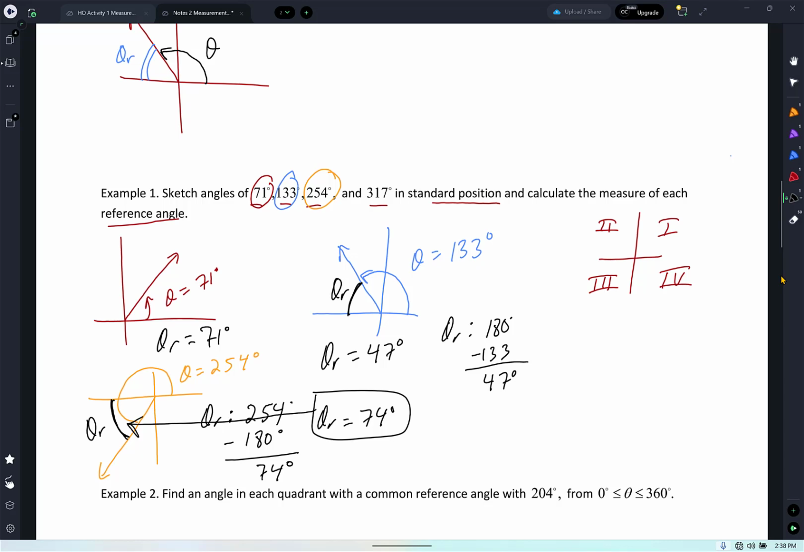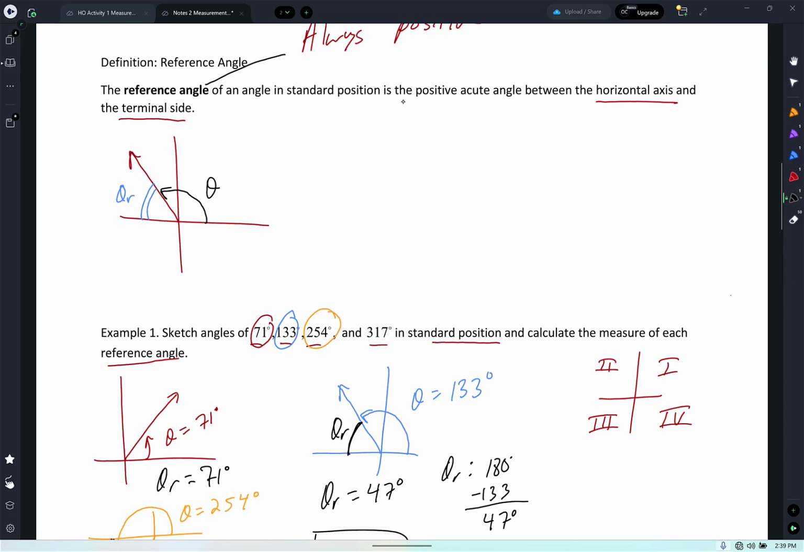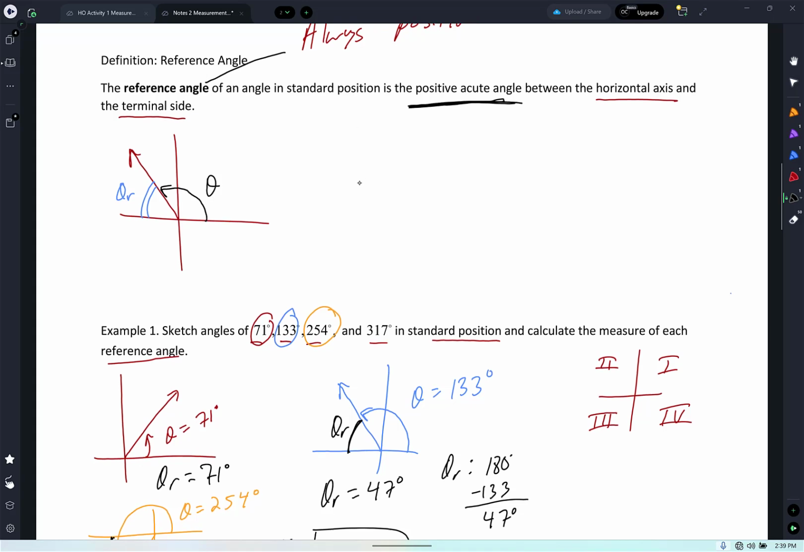Because it's your reference angle. Your reference angle, by definition, is always positive. See, it's right, underlined right here. Positive acute angle. You can always have a negative angle, but for a reference angle, it needs to be positive all the time.